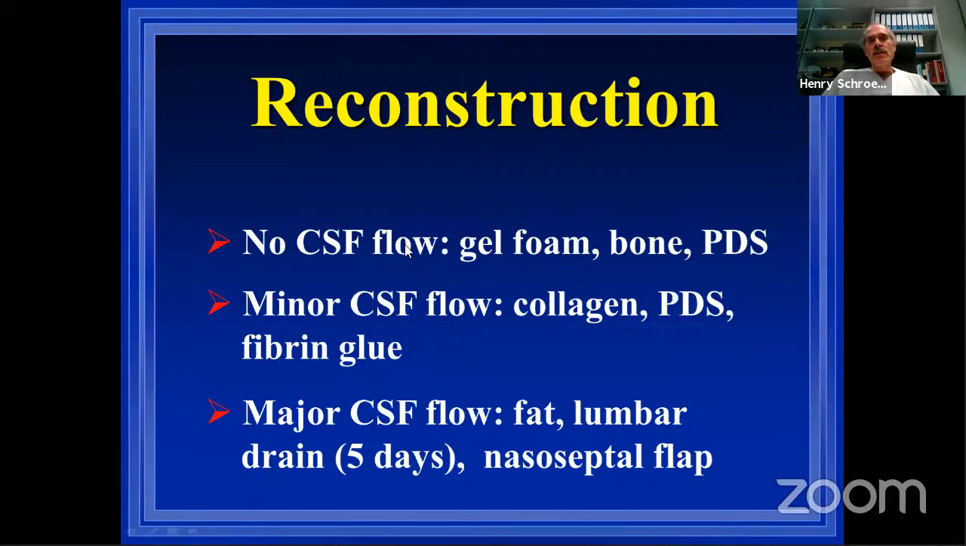When we have no CSF flow during the surgery, usually in pituitary cases, we just place gel foam in. Sometimes we use bone or a resorbable plate made from polydioxanone. If we have a minor CSF flow, usually we put some collagen in, Duragen for example, and we reconstruct the bony sellar floor with this resorbable plate. If we face a major CSF flow, we usually use fat and fibrin glue. If it's a big defect, an opening of the third ventricle, I still place lumbar drains. And then, of course, the nasoseptal flap, if it's available.